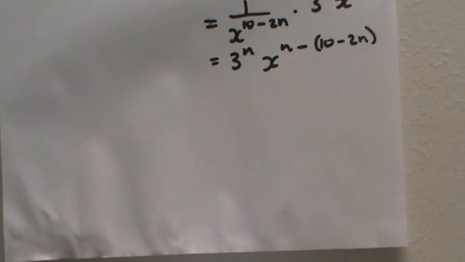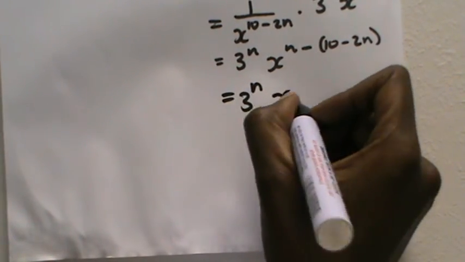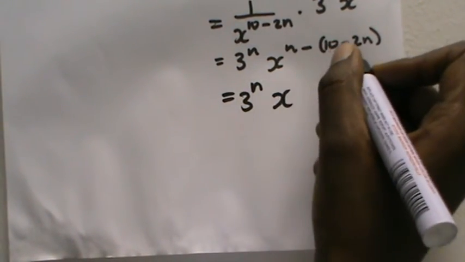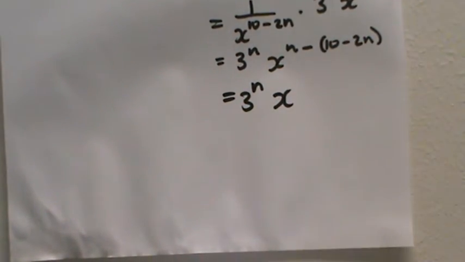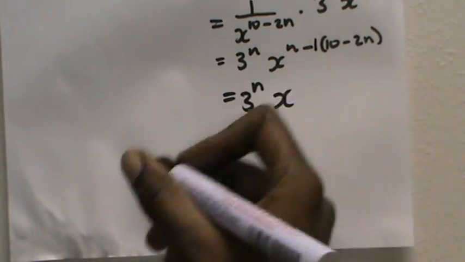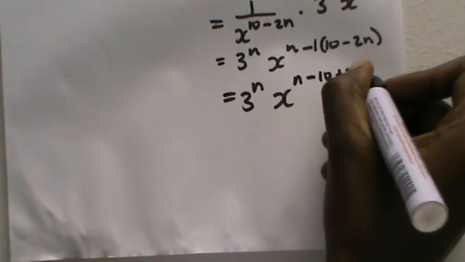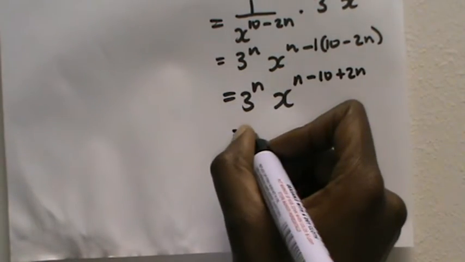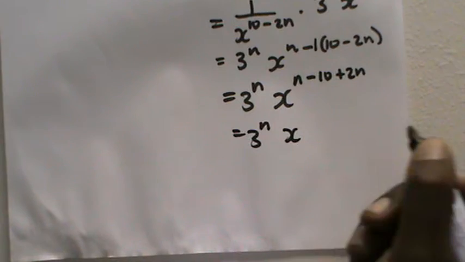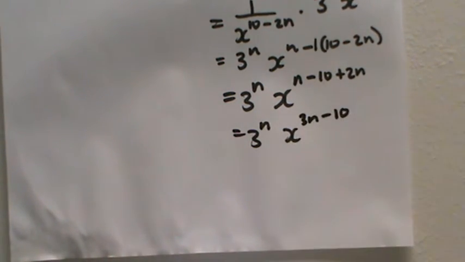Okay, so we continue. I'm going to simplify the exponent of x just to see what I get. So here I have 3 to the power of n, x to the power of n minus 10 minus negative 2. Remember, there's an invisible 1 over here, and this must multiply everything. So this is n minus 10 plus 2n. So this is 3 to the power of n, x to the power of 3n minus 10.